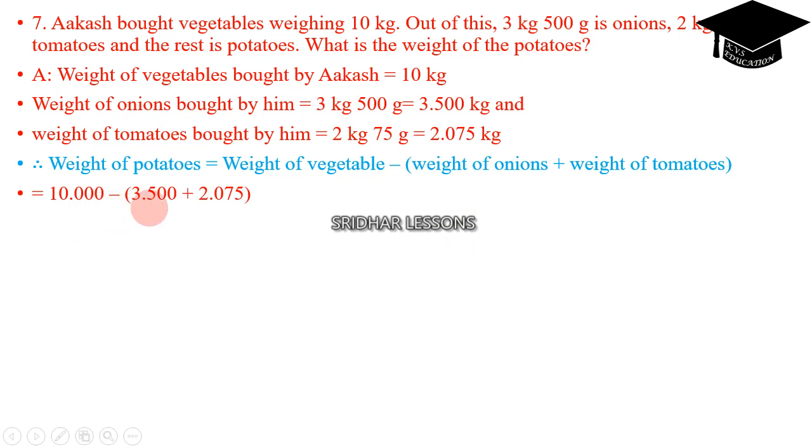That means 10.000 minus 3.500 plus 2.075. So what we have to do? We have to add first these two values. We get 5.575. Okay, and we have to subtract this value from 10.000, which gives the result 4.425 kgs.